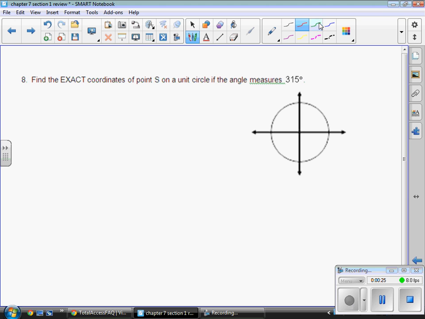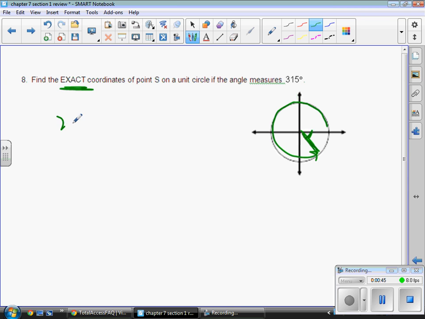So finding exact, again, means I want fractions and stuff in there. So I'm going to draw where that angle is. 315 is going to be kind of about here. Okay? And what I want to find out is this reference angle right here, because I'm not going to work with 315. I don't typically do that. We work with stuff in the first quadrant, so stuff between 0 and 90.